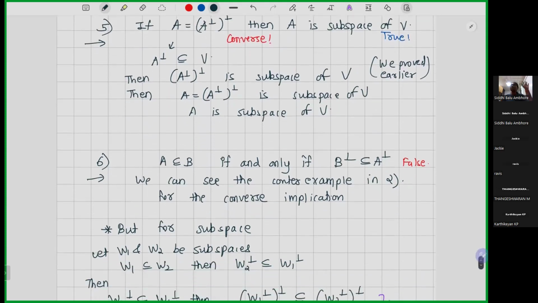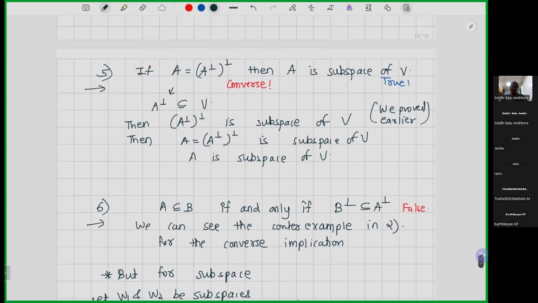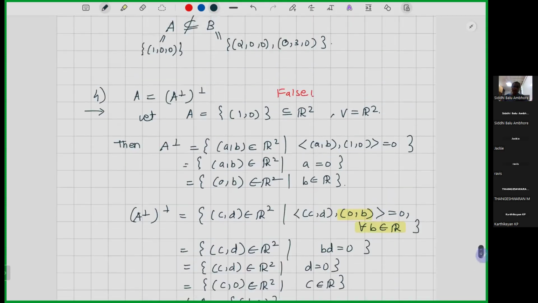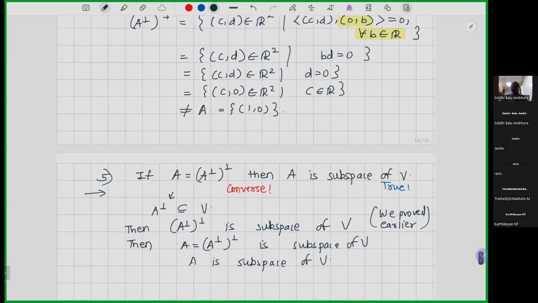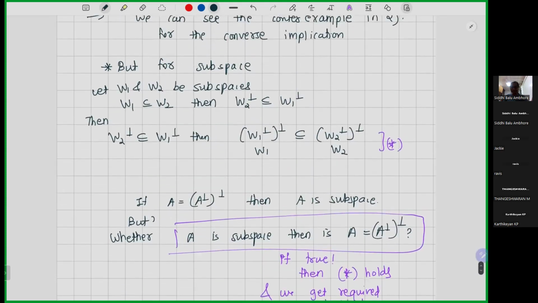No, the statement is: if A is a subspace, then whether A is equal to A perp or not. That is the question. So we already have here that if A is equal to A perp, then A need not be a subspace. Sorry, if A is not a subspace, then this anyway does not hold. But now we are starting with the subspace and we are talking about whether A perp will always be a subspace. I think I'm confusing.